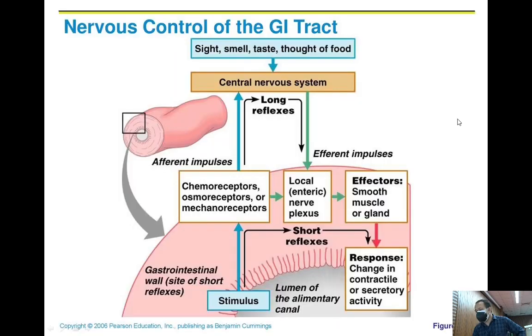So today what we have learned is the control of the GIT, and as I've said, you have reflexes: long reflexes and short reflexes. In long reflexes, the stimulus goes as far as the central nervous system and descends into the gut, controlling the smooth muscle cell and the gland. The short reflex is controlled by the local nerve plexus, the enteric plexus. The stimulus goes to the enteric nerve plexus, and the efferent comes from there, controlling the smooth muscles and the glands. What you get is a response in the form of contraction of the smooth muscle and secretion of the glands. So this is how the gastrointestinal tract is controlled neurally.